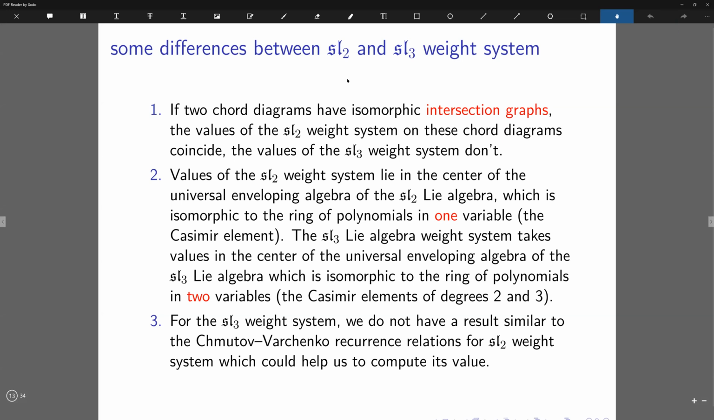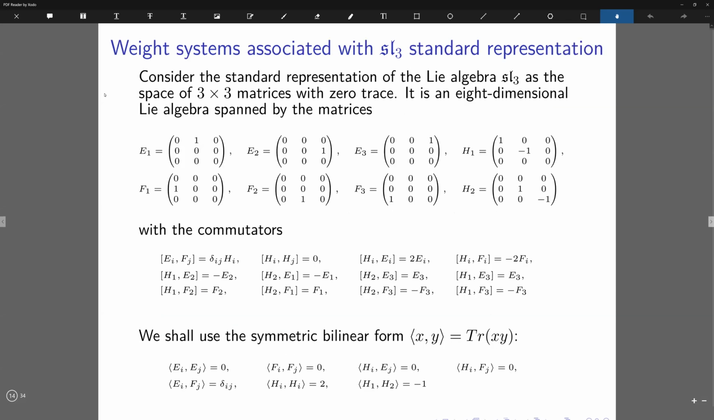So my way to compute the SL3 weight system is to compute the weight system associated with some specific representation. Here I'm going to show you one example, computing the weight system associated with the standard representation. The standard representation of the algebra SL3 is a dimension 3 representation, while the SL3 algebra itself has dimension 8.